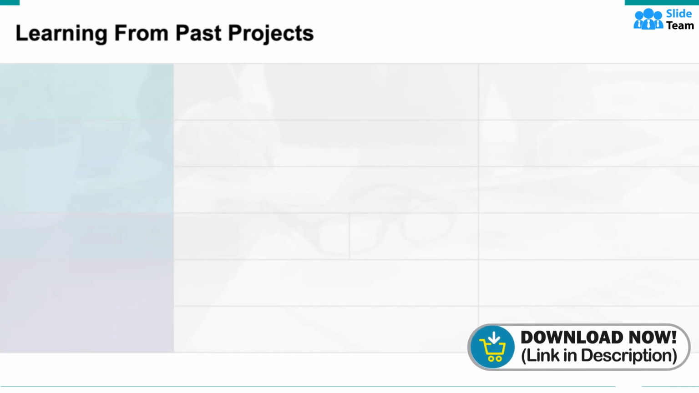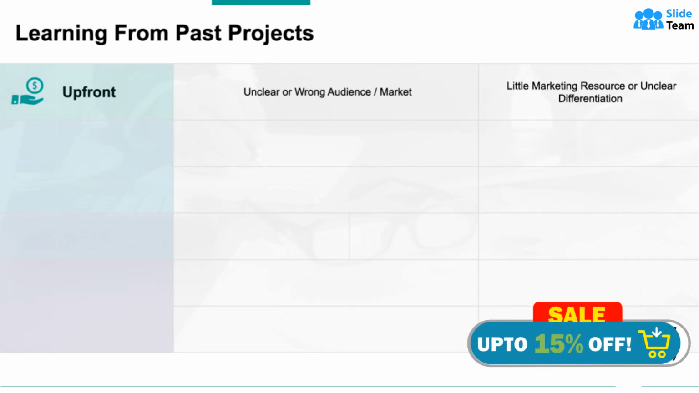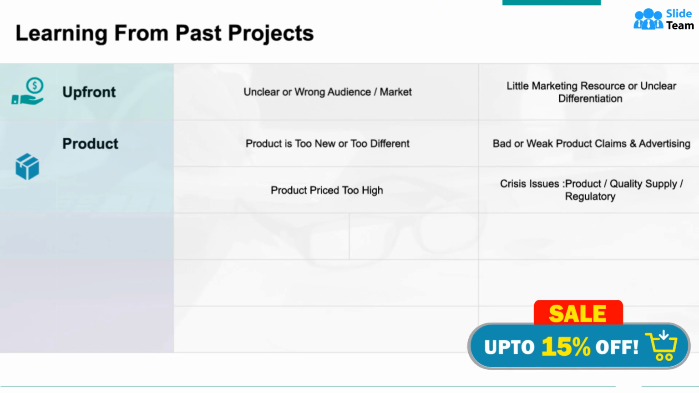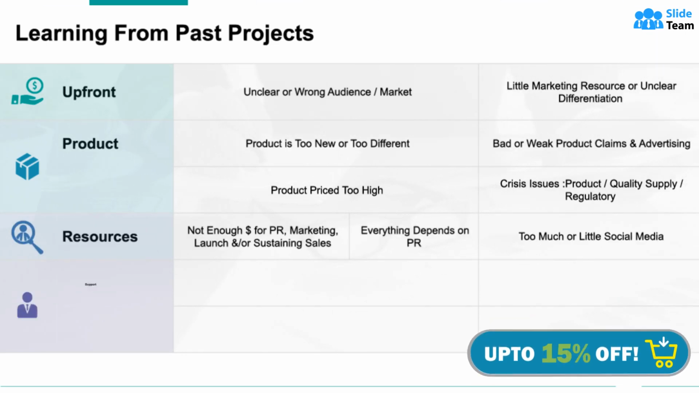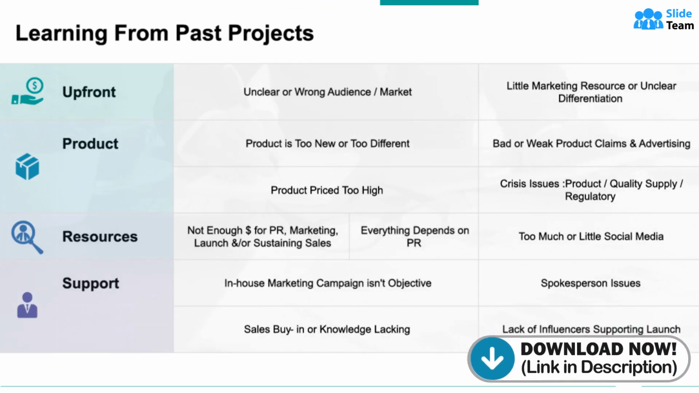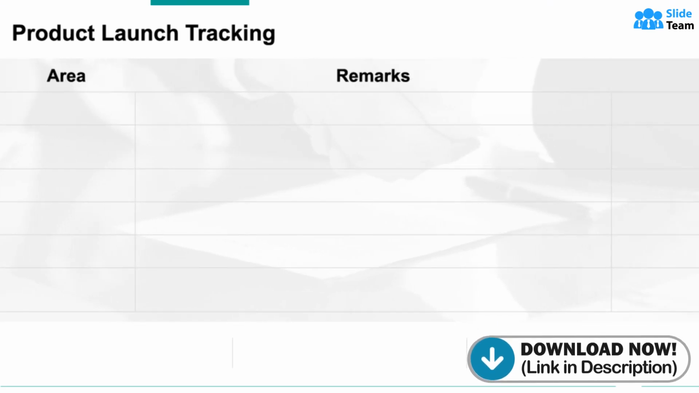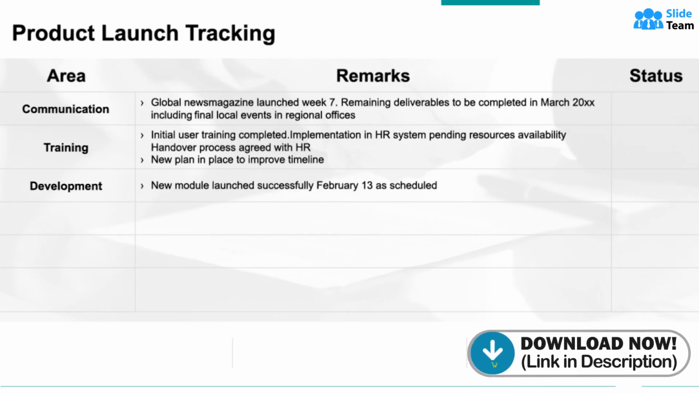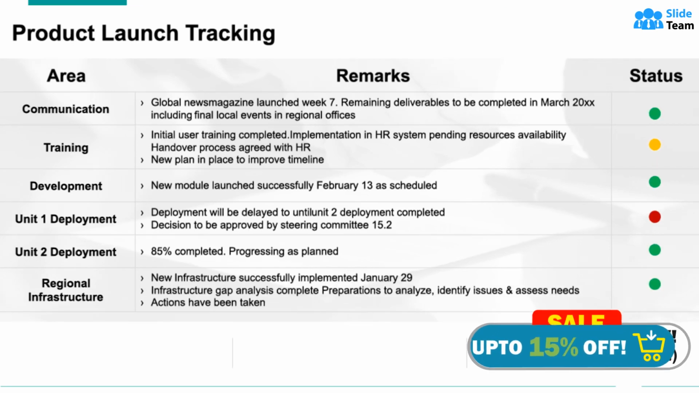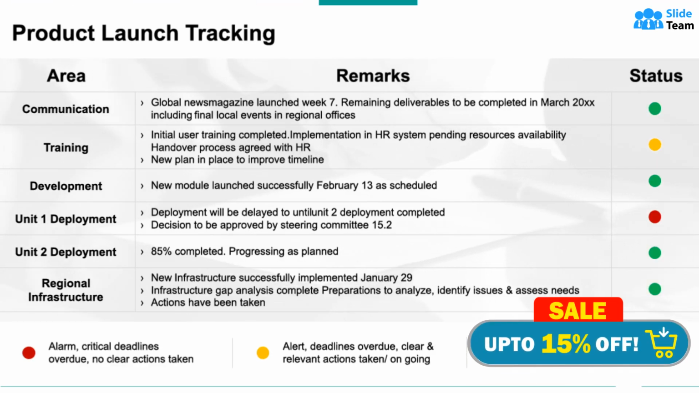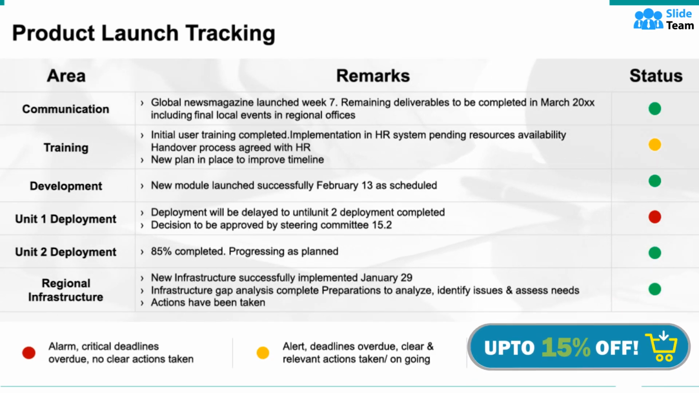Use this template to ensure you are learning continuously from past projects. Analyze the support and resources you will need to make the product launch rock. Track your product with this comprehensive tracker on the major variables of communication, deployment, and more, with task status outlined in standard colors of green, red, and yellow.